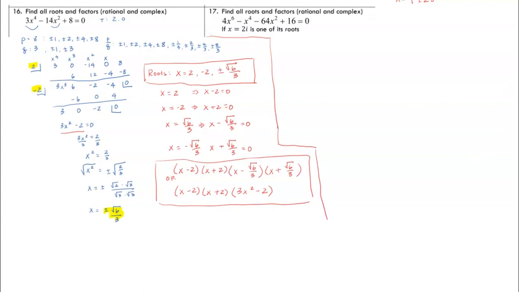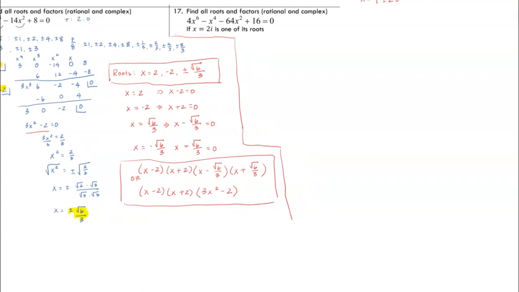Okay. Now, 17, find all roots and factors, rational and complex. And if x equals 2i is one of the roots, then we know x equals negative 2i, because it's the conjugate, is also one of the roots. So if I rewrite it, x minus 2i equals 0, x plus 2i equals 0, and those two are factors.